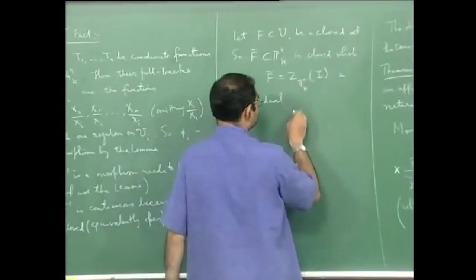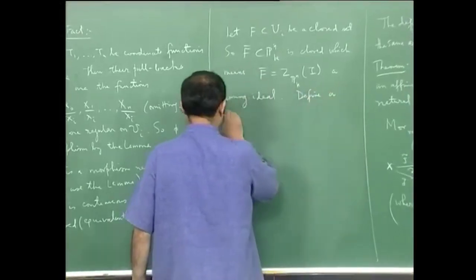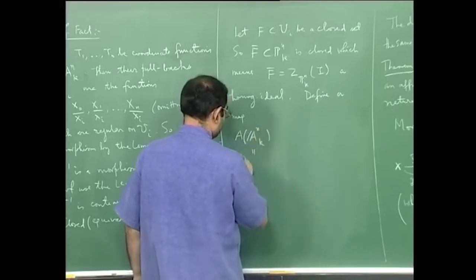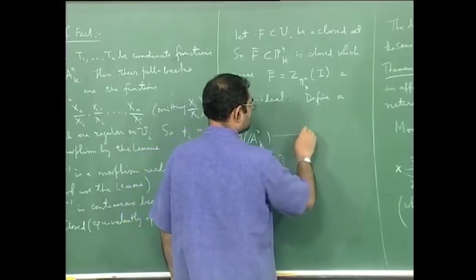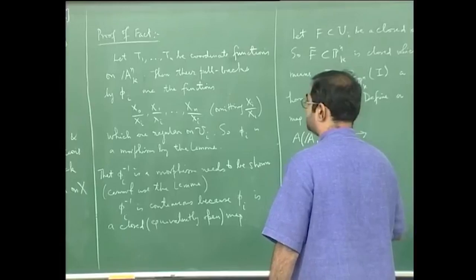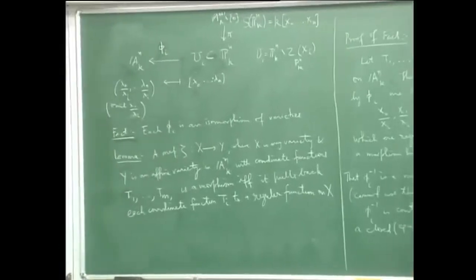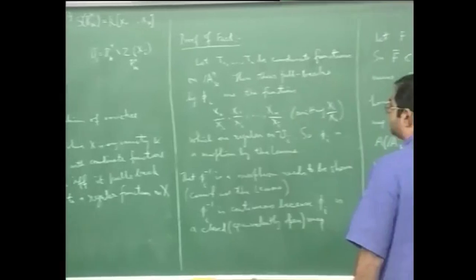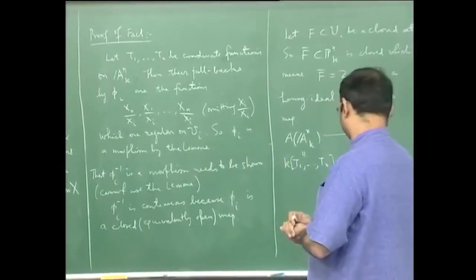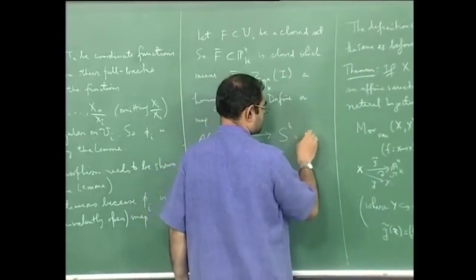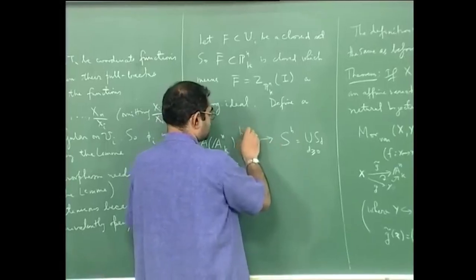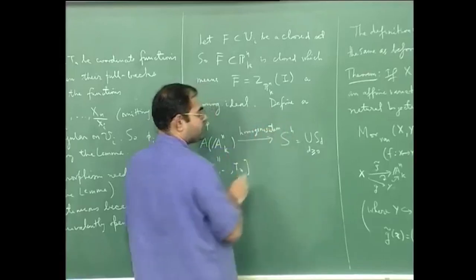And now what you do is, define a map from the affine coordinate ring of An, which is k[t1, ..., tn], to the set of homogeneous elements in S. This is just the union of S_d, d greater than or equal to 0. And what is this map? So this map here is homogenization, so this is the homogenization map.